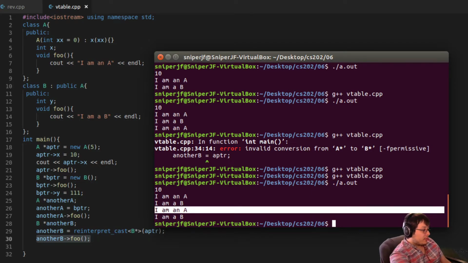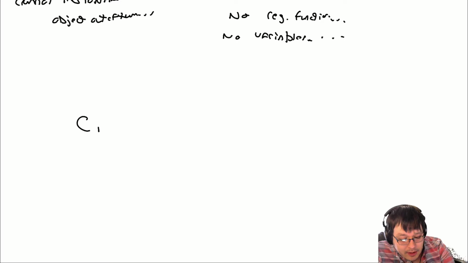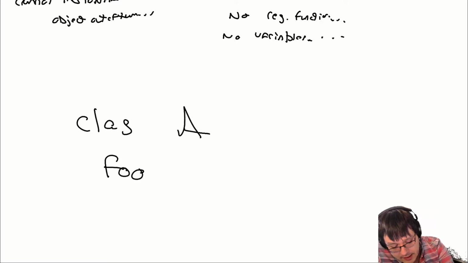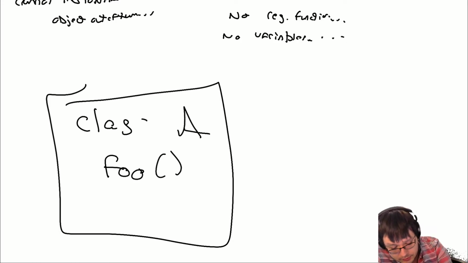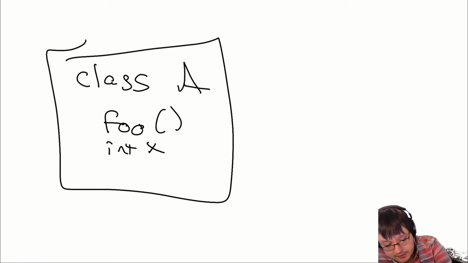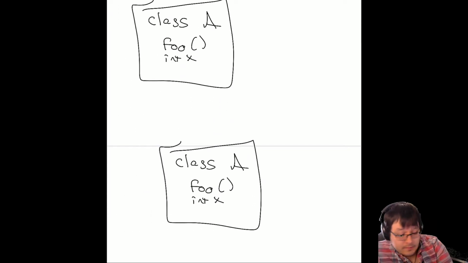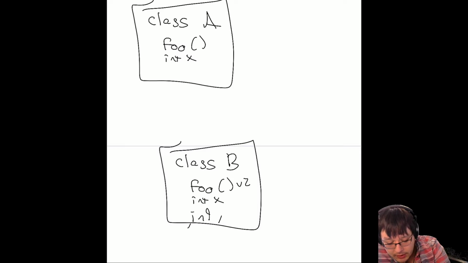So in terms of pictures, because pictures always speak more than a couple of words, I think that's about 1,000 words per picture or whatever they say. We have our class A. And that class A in memory has a foo and it has an X in it. And we have a class B that basically takes A and expands upon it, right? It's called B, and it basically has a foo, but it redefines it, so this is called foo v2 per se, and it also adds an int y, right?